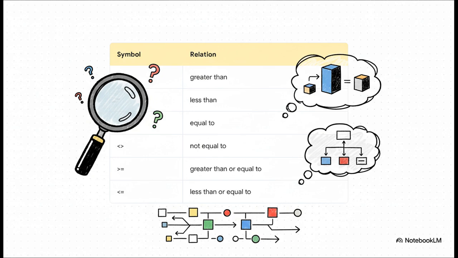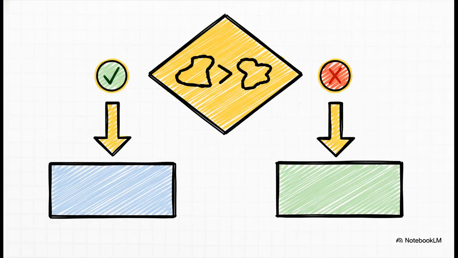You'll definitely recognize most of these from math class, right? We've got symbols for greater than, less than, and of course equal to. This is the basic language a program uses to weigh its options. So, when you use one of those symbols to compare two things, you create what's called a condition. And a condition is just a question that can only have one of two answers, true or false. For instance, is the score greater than 100?